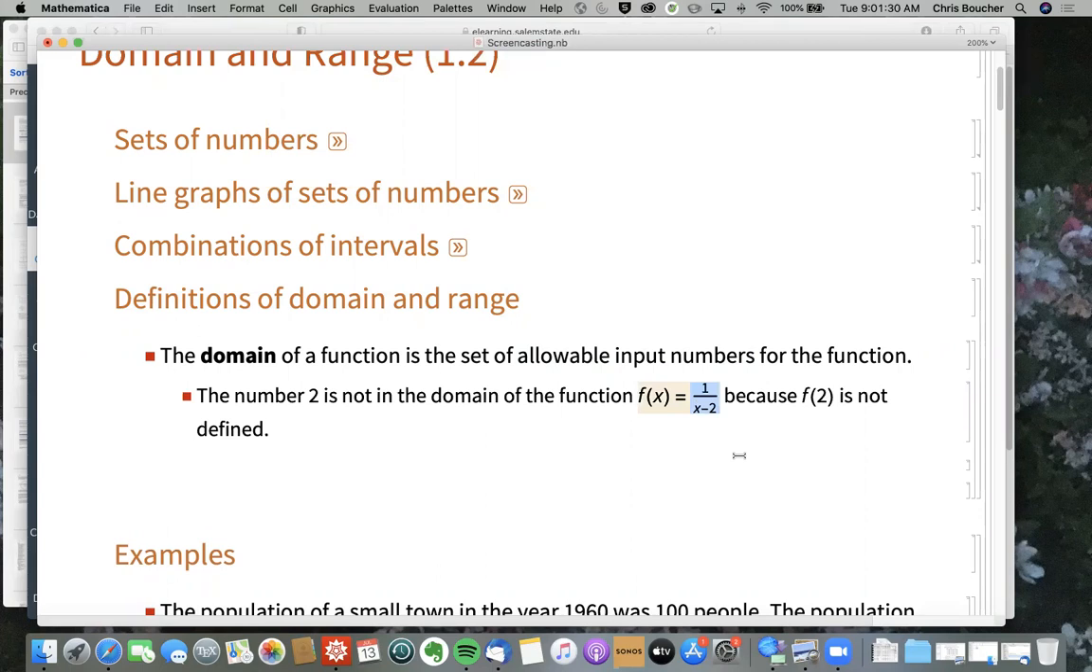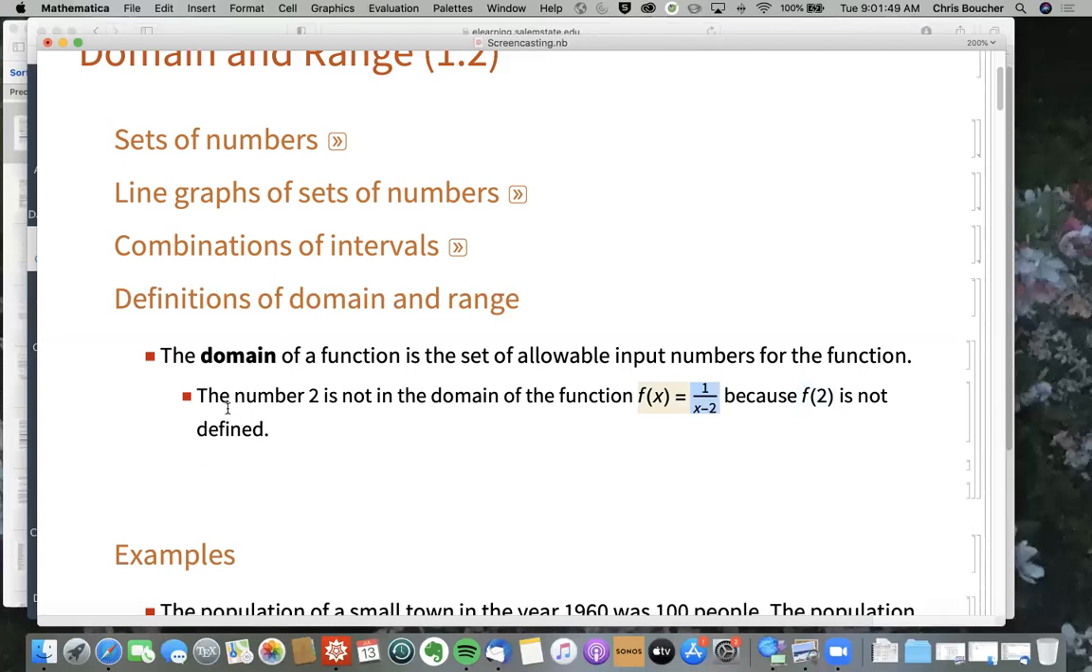If we take this function, 1 over x minus 2, the number 2 is not an allowable input, because if I try to evaluate f of 2, I'm going to get 1 over 0, 1 over 2 minus 2. And 1 over 0 doesn't mean anything. It doesn't make any sense. You can't have 0 in a denominator.